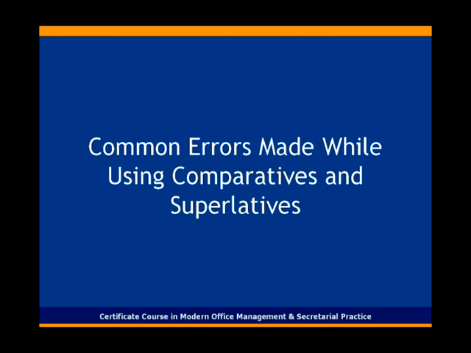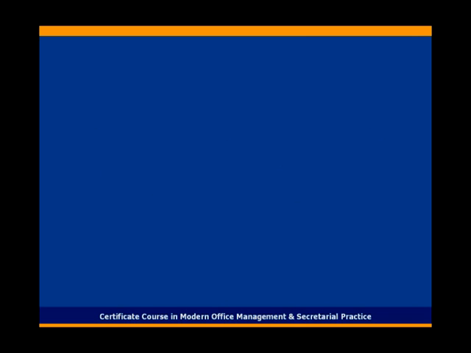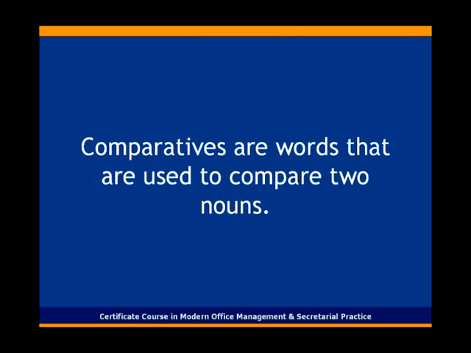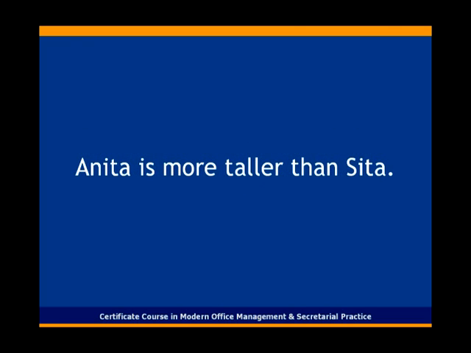We will now take a look at the common errors made when people use comparatives and superlatives. Comparatives are words that are used to compare two nouns. A common mistake that people make when using comparatives is given by the following example. Anita is more taller than Sita. The sentence is actually incorrect. If the er suffix of the word tall is used, the word more should not be used. We should only use the word more or less if we do not change the base word.